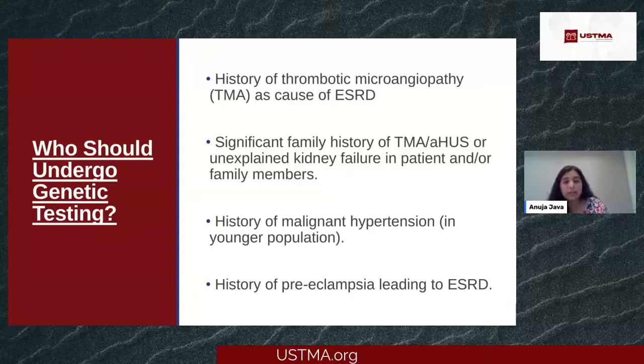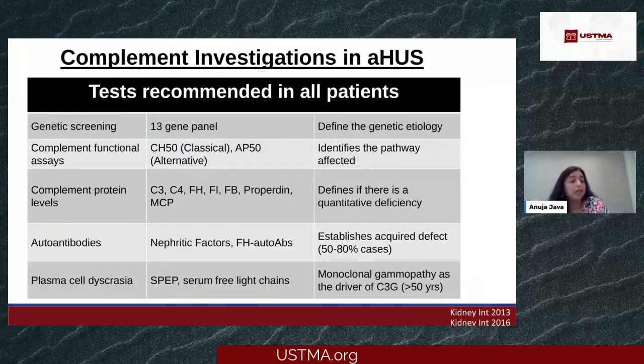Next slide, please. So these are a list of investigations that you could consider in a patient with atypical aHUS. As I said, genetic testing in the patients that I mentioned. In addition, there are several other serum testing, what we call antigenic levels, looking for proteins, looking for autoantibodies, should be done in our patients. Next slide, please.